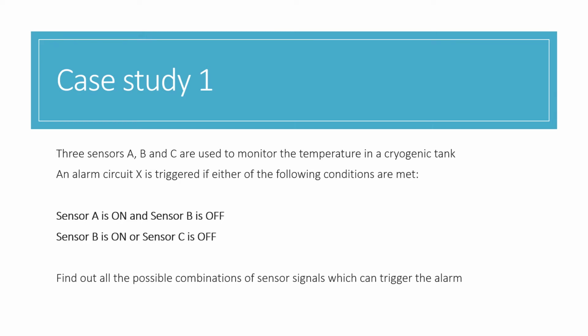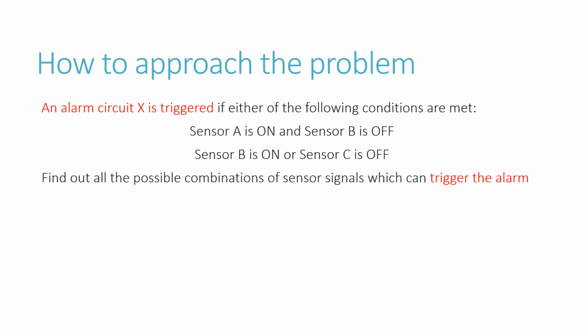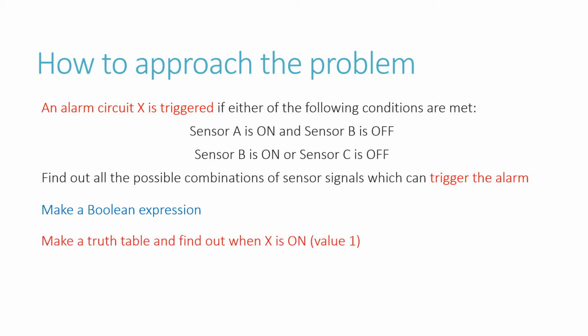So it's pretty obvious here, A, B, C are the inputs and X is the output of the circuit. So A, B and C can be in all different states, and we have to find out which states produce X value 1 or X value true. So we'll represent the alarm as X, and we'll make a Boolean expression for X and find out when X is on.